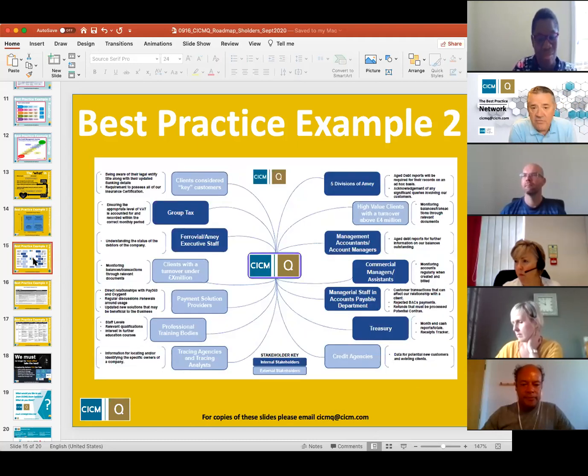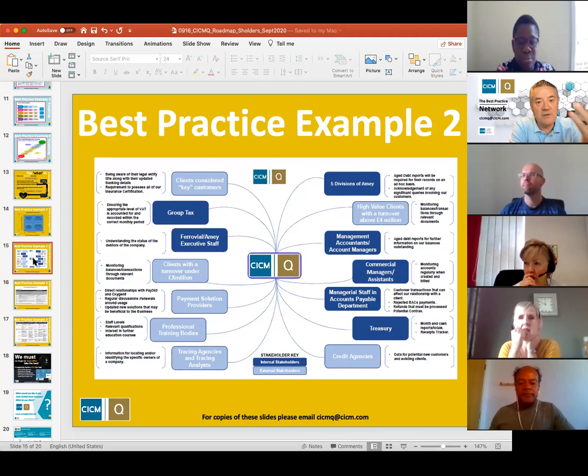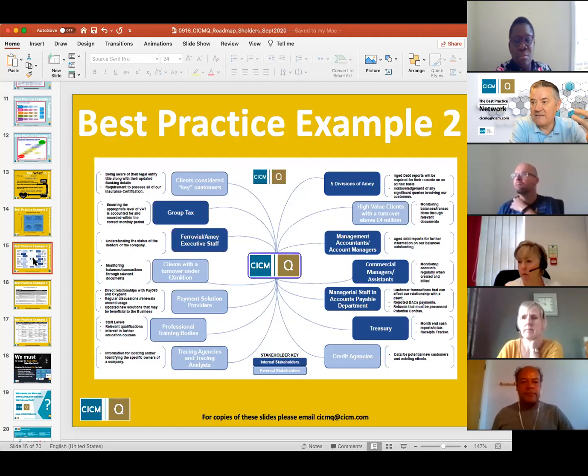So this is a stakeholder plan from a client, and I've covered up the client name with the CICMQ logo. There might be some clues in there as to who they are. There might be a mention of one of their parent companies. I'm not sure. Yes, there is. But this is an example, and I use this because this shows that everybody is a stakeholder. From treasury, management staff, credit agencies, tracing agencies, professional bodies, the divisions of the organization, the customers, the clients, everybody is a stakeholder. And this is a great example of this.